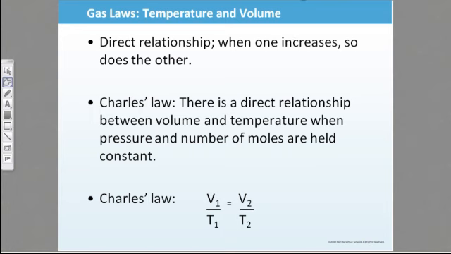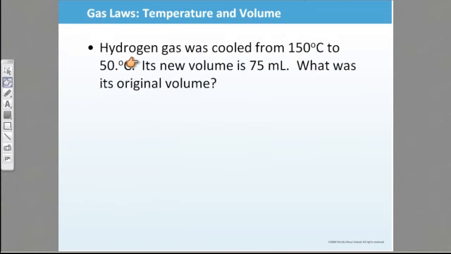Alright, so let's go ahead and look at an example of that one. Hydrogen gas was cooled from 150 degrees C to 50 degrees C. Its new volume is 75 milliliters. What was its original volume?